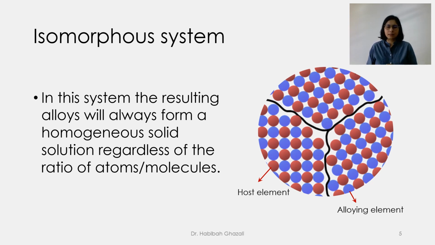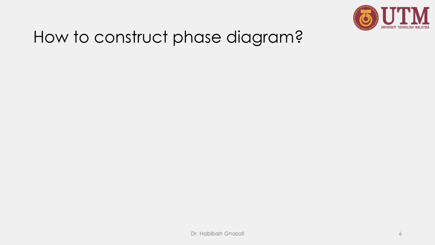So isomorphous systems are not common, although there are a number of isomorphous systems used. And for this lecture, I will use copper-nickel system as an example. So how do we construct the phase diagram of copper-nickel? So material scientists construct it by performing experiment involving solidification of a series of copper-nickel alloy with different composition, and they construct its cooling curve.